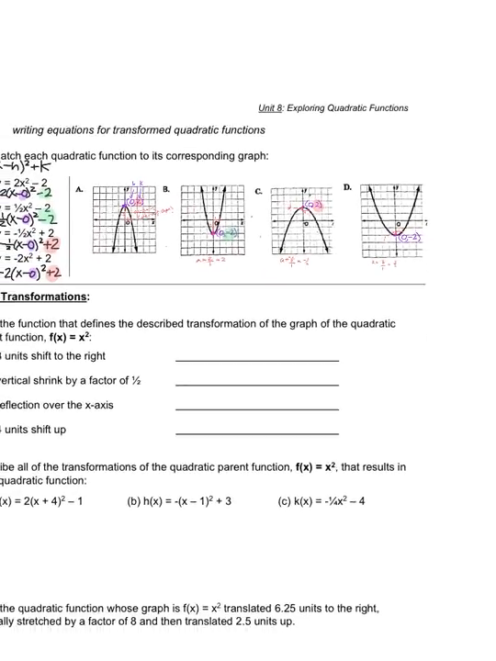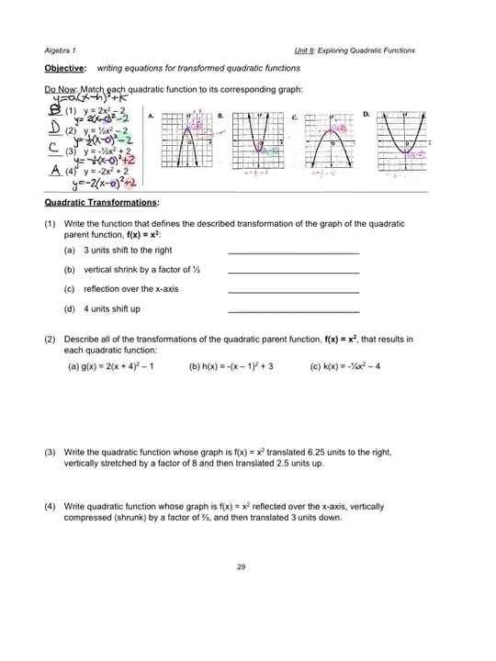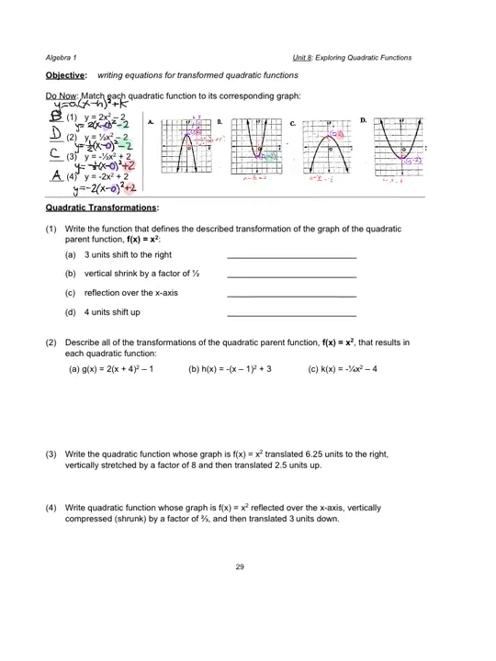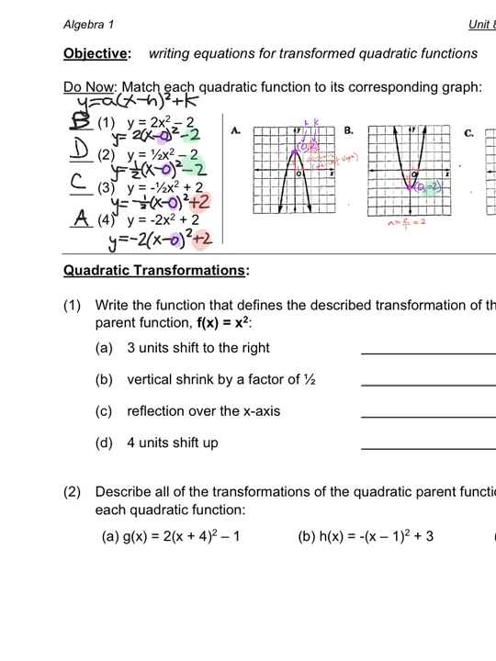All right. So that's the do now problem. Now, it may seem like I made that more complicated than it needed to be, but that's because it's a valuable skill that's going to help you with the rest of the lesson. You could have typed it all in the calculator and taken a look, but it's only going to get you so far. Because number 1 immediately says write the function that defines the described transformation. All right, so 3 units of a shift to the left, vertical shrinking, all that good stuff.